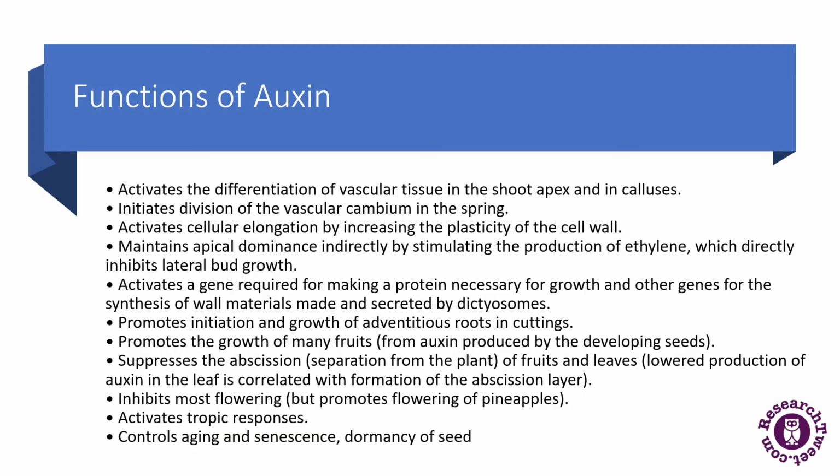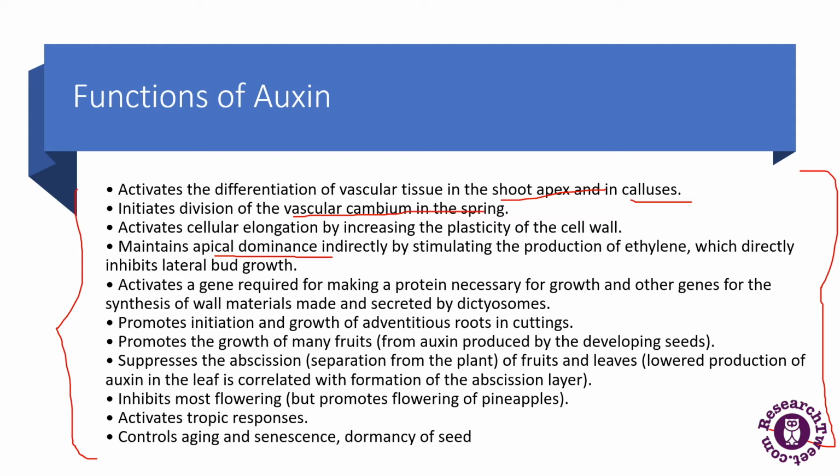Then, what are the functions of auxin? Auxin plays a major role in plant growth. So these are all the functions of auxin. It activates the differentiation of vascular tissue in the shoot apex and calyces. It initiates the division of vascular cambium in the spring. It activates cellular elongation by increasing the plasticity of the cell wall. It maintains apical dominance indirectly by stimulating the production of ethylene, which directly inhibits lateral buds.